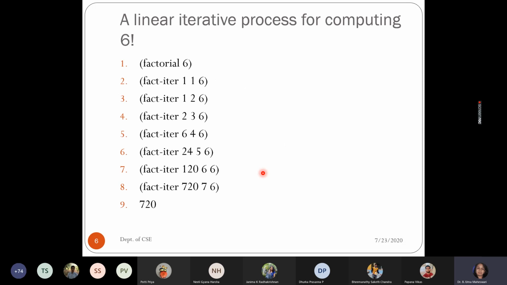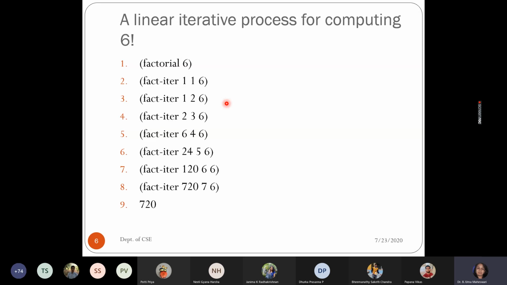Okay, so now, this is the thing. There are 2 processes we explained. One is the expansion and contraction. Another one is simulating the iterative process. Okay, and in the iterative process, the state of each and every variable depends on the previous state.